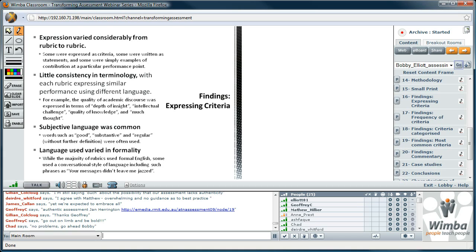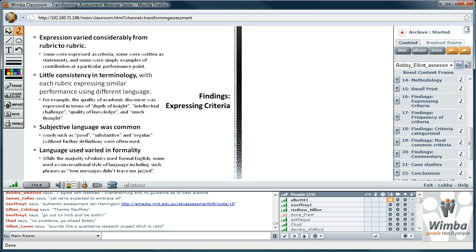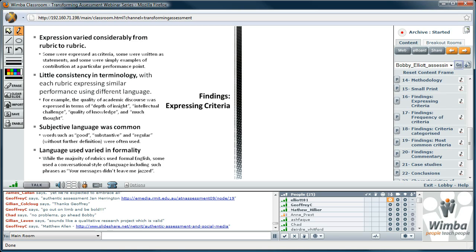Okay, so my first finding was the way in which the rubrics were actually written. And it may not come as a surprise to many of you to know that the rubrics were expressed in quite varied ways. Some were written as criteria, as they should have been, but some were written as simple statements of performance. And some were written as examples of performance at a particular point. Again, I think there are examples coming up.